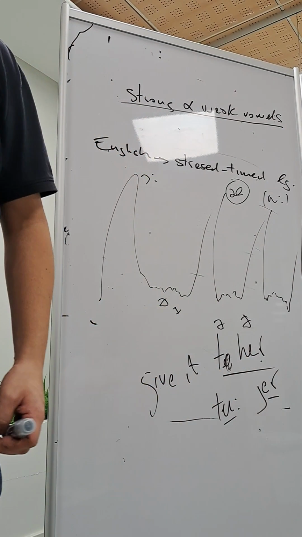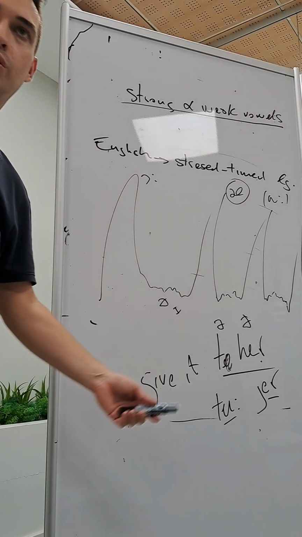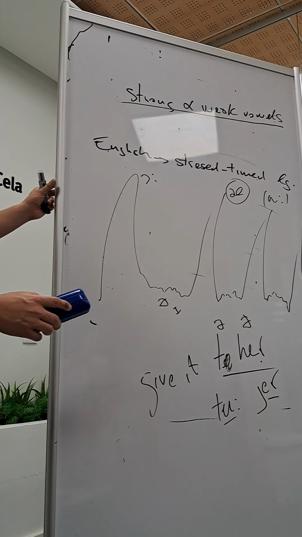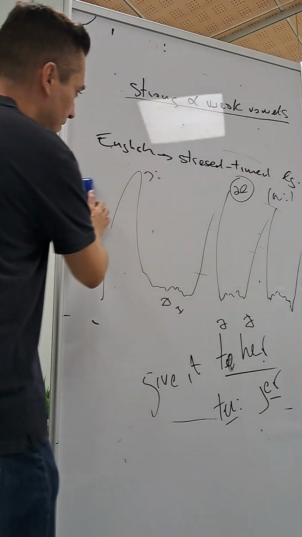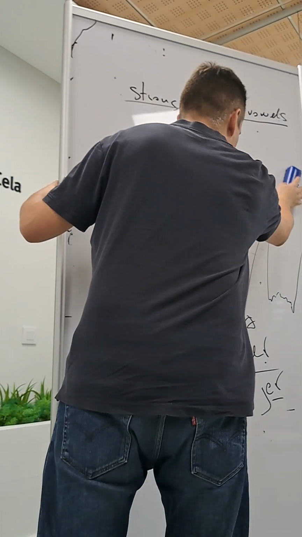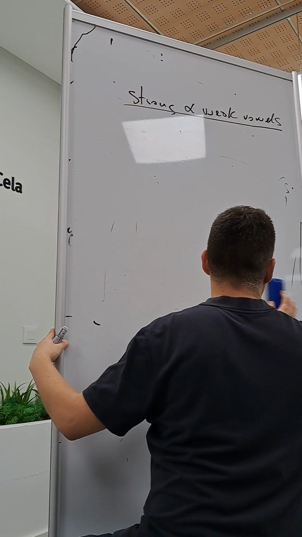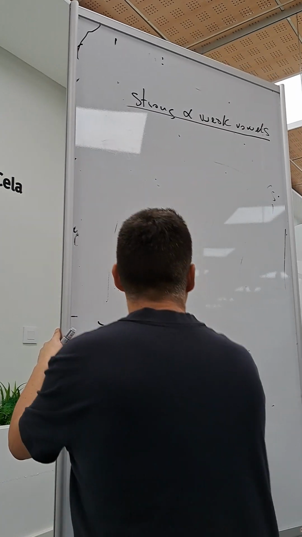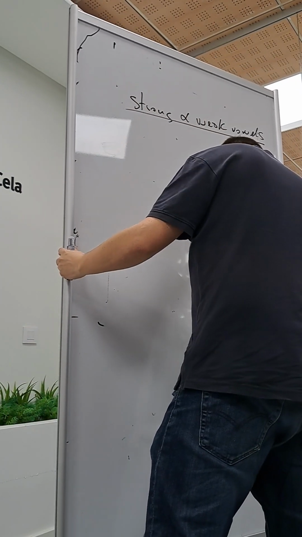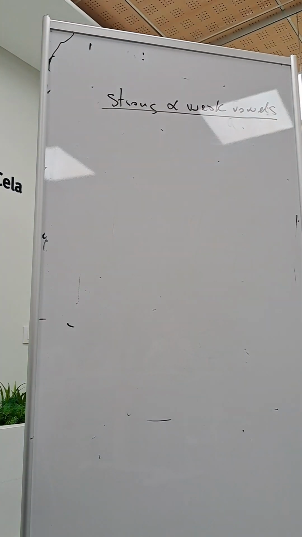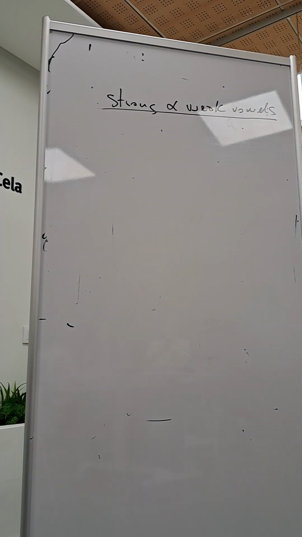Okay, so yeah, normatively and generally speaking, it's weak. But there are cases in which these little words or function words can be stressed. Okay, let me erase this. What I don't like about this whiteboard is that whenever I erase it, it moves away. Okay, now strong and weak vowels.